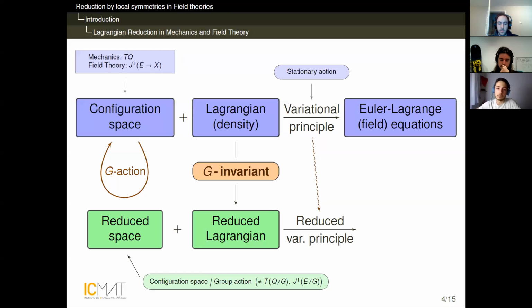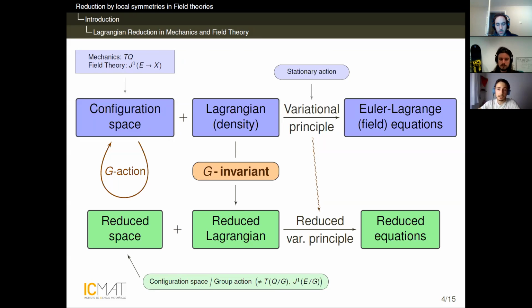reduce the variational principle. However, one of the main problems in reduction is that the reduced space is not a tangent bundle or a first jet, as in the case of the usual theory. So the reduced variational principle in general is not the principle of stationary action. And when applied to the reduced Lagrangian, it gives the so-called reduced equations, which are not in general Euler-Lagrange equations.